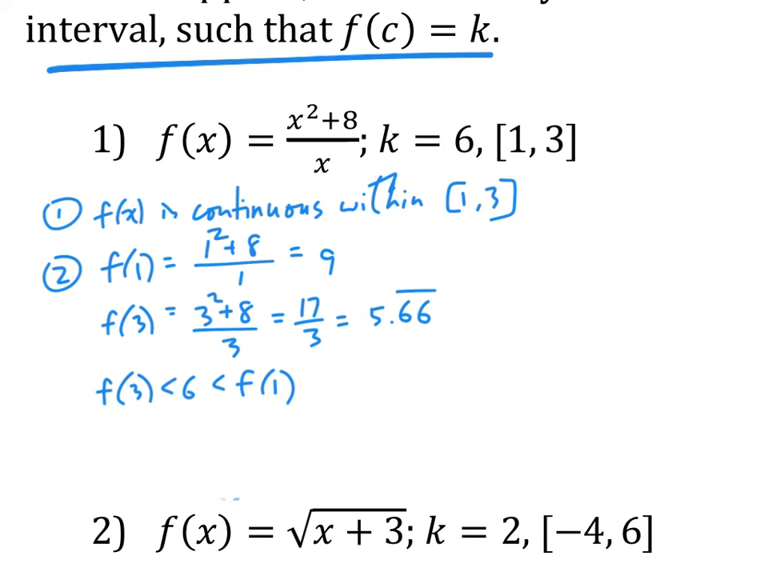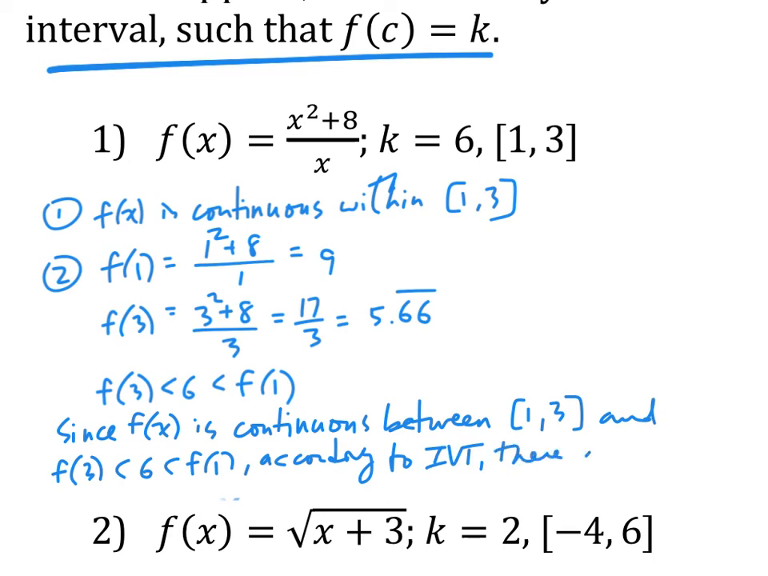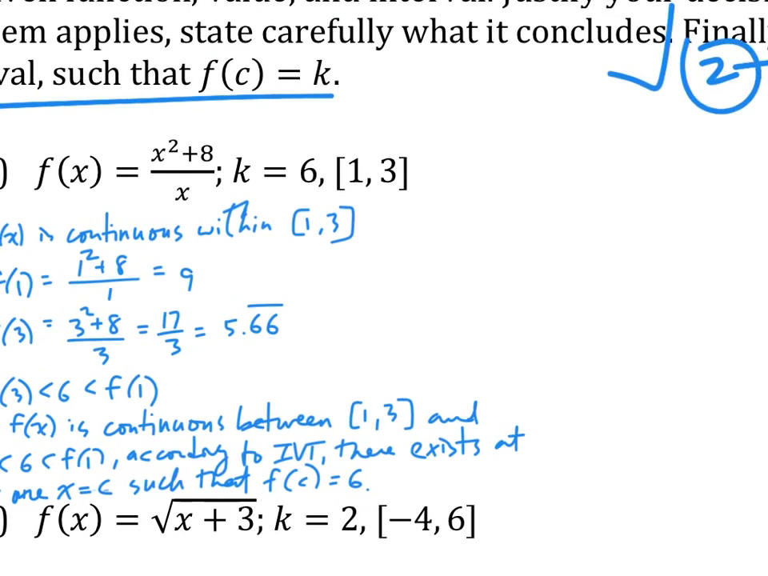Yes. So we can say since f of x is continuous between 1 and 3, and f of 3 is less than 6 less than f of 1, according to IVT, there exists at least one x equals c such that f of c is 6. All right, that's great justification.